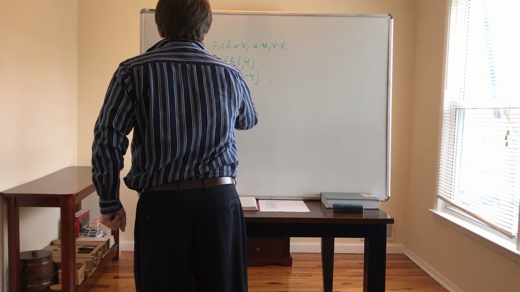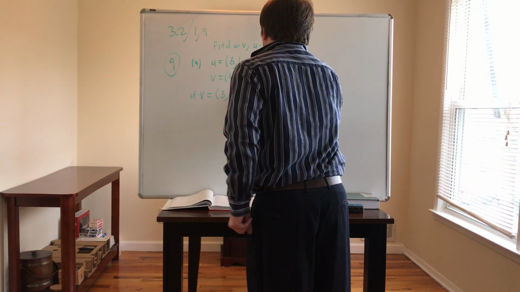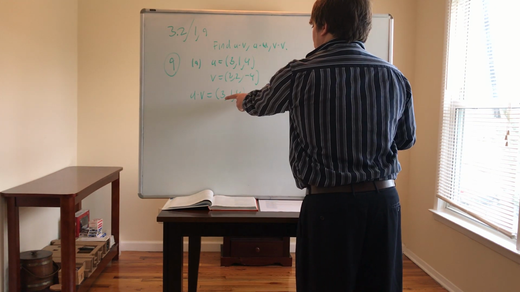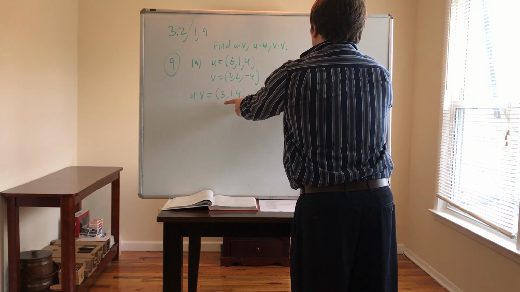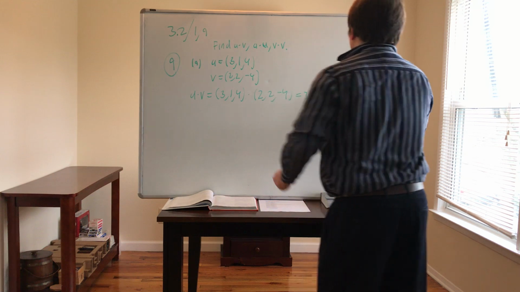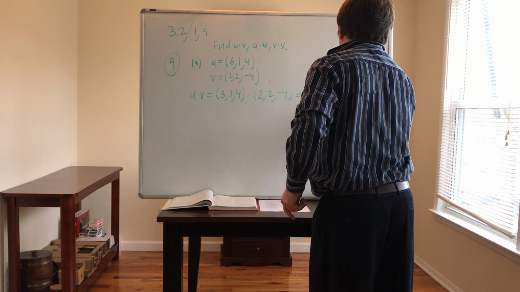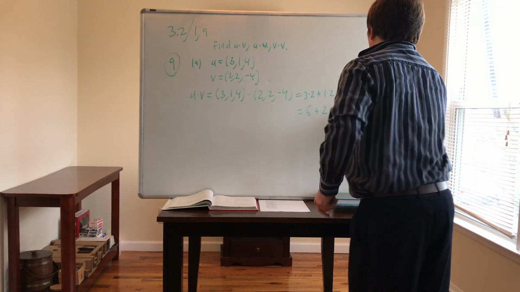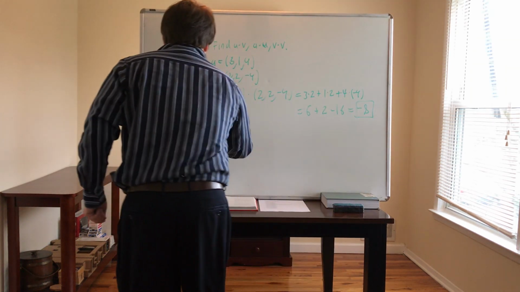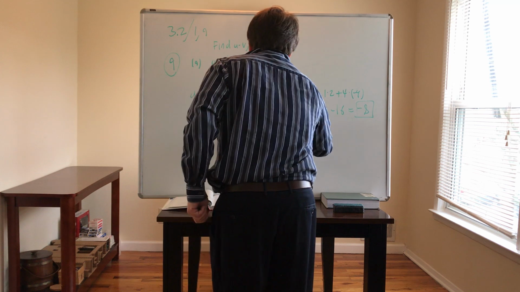So u dot v is equal to, that vector dotted with that one, and you just add up the products of corresponding components. So 3 times 2 plus 1 times 2 plus 4 times negative 4. And when we do the arithmetic, you get 6 plus 2 minus 16, that's negative 8.